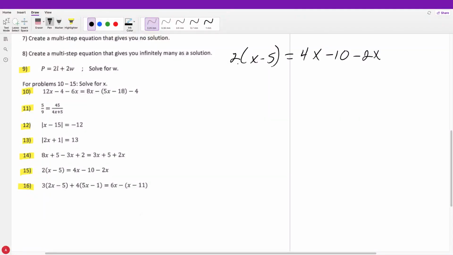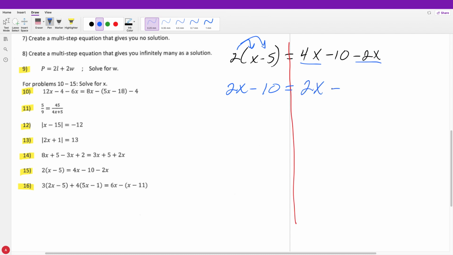All right, so now for the next question, we have 2 times x minus 5 is equal to 4x minus 10 minus 2x. Once I see that there's going to be some simplifying to do on each side, I'm just going to draw that line down there. I'm going to look to simplify. So I'll distribute this 2 in, so I get 2x minus 10 is equal to. Now, there's nothing else I can do there. There's no other combining like terms, so I'm done on that side. Here I have 4x minus 2x, which is going to give me 2x minus 10.